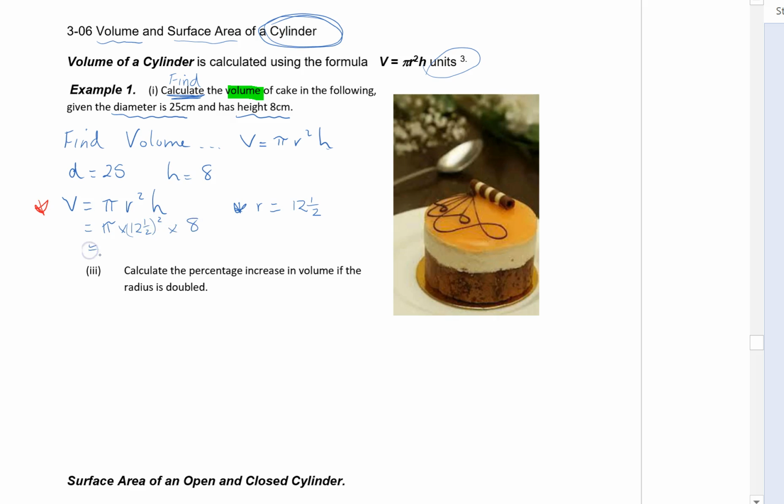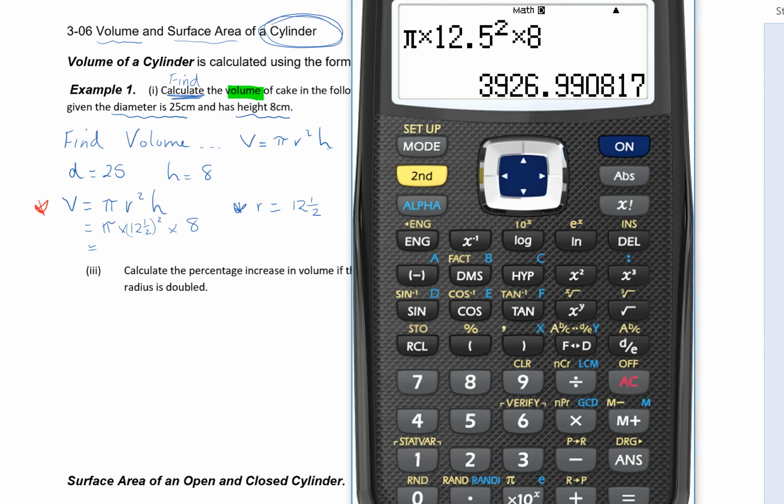Then take your calculator, and I'll pause the video and get the calculator up on screen and put that in. So you can see there the answer is 3926.9908. The only problem for me is that the moment I attempt to write that here, the calculator goes to the background and I can't see it anymore. So I'll just leave that on there and you can jot that number down. It doesn't give any rounding instructions. You know that the answer would be centimetres cubed.